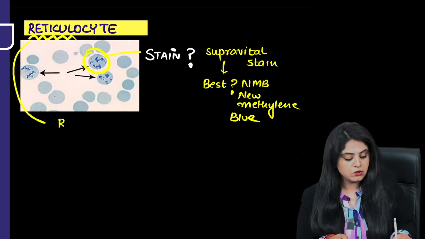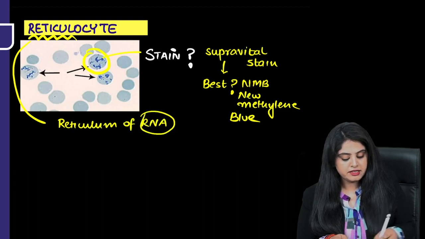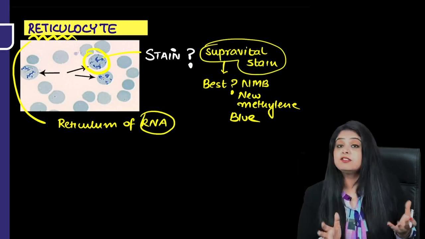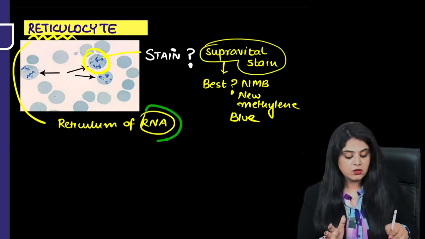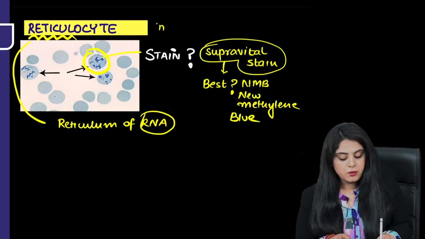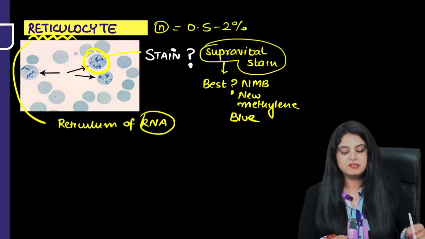So remember, reticulocyte is nothing but a reticulum of RNA, and for RNA, I basically need to do supravital staining. Many students ask me this question as well. Why supravital? Because RNA can only be stained in living state. So you need to do a supravital stain. The normal count is going to be 0.5 to 2%, which you are also asked in your exams.